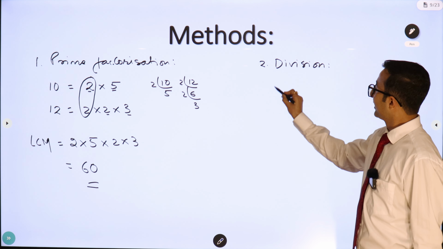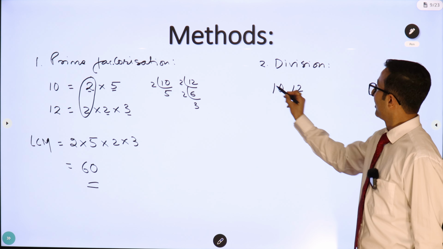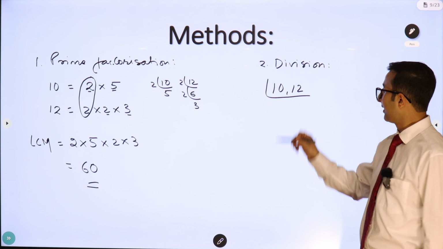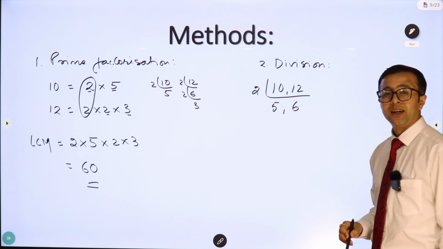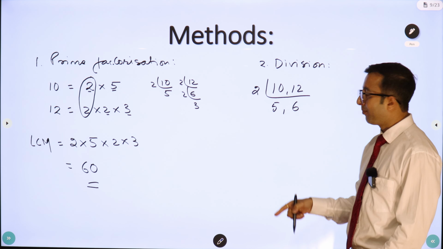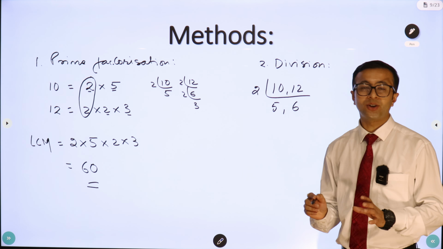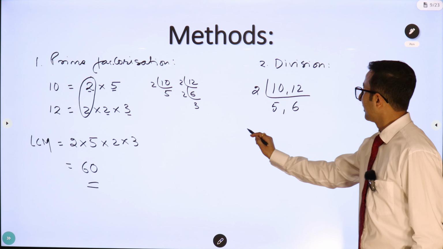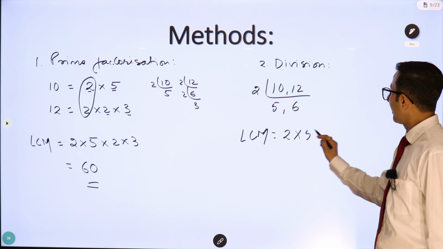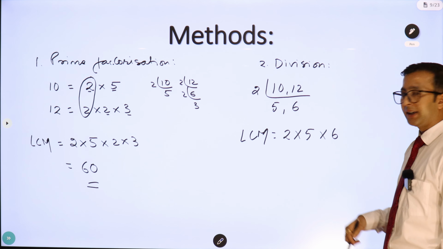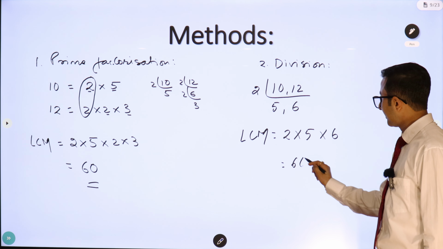The division method is simple. 10 and 12. Find the common factors that divide both of them. 2 5s are 10, 2 6s are 12. Now can you see, do we have any common number that divides both 5 and 6 other than 1? No, it means that the LCM will be 2 multiplied by 5 multiplied by 6. 2 5s are 10, 10 6s are 60.